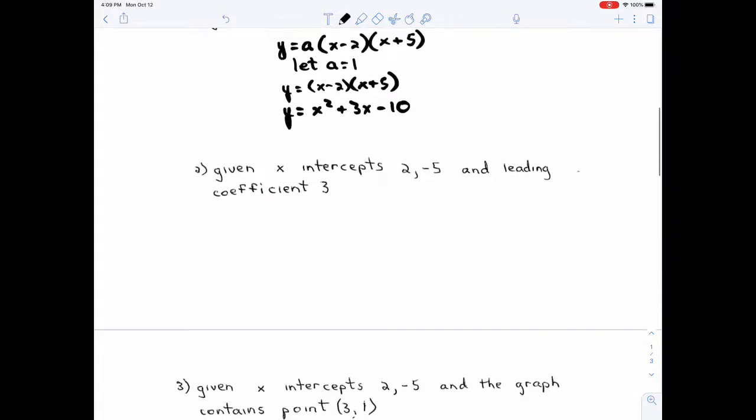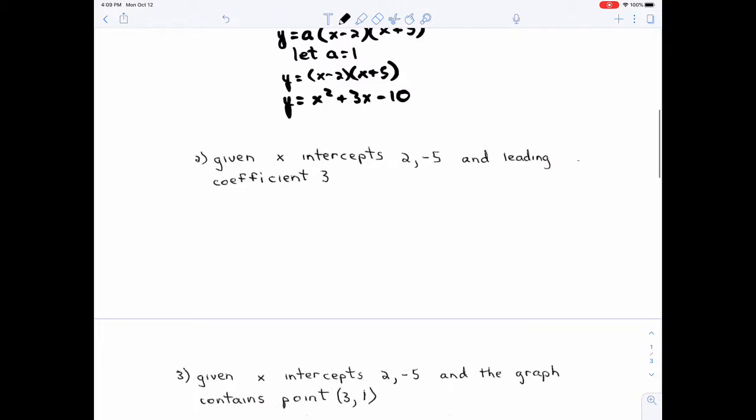Now, what's happening here? Again, every problem is going to start y equals a. Do we know the vertex? No. So we know the x-intercepts are 2 and negative 5. So we have x minus 2 and x plus 5, just like we did in the above problem. But the only difference here is I gave you something extra. I told you that the leading coefficient is 3. So you substitute in 3.